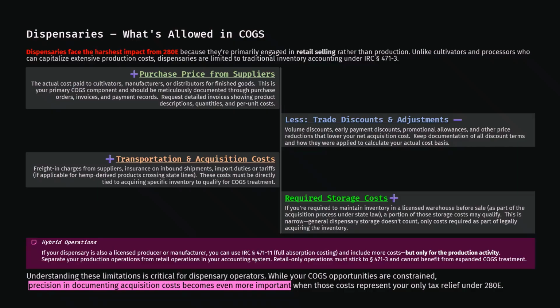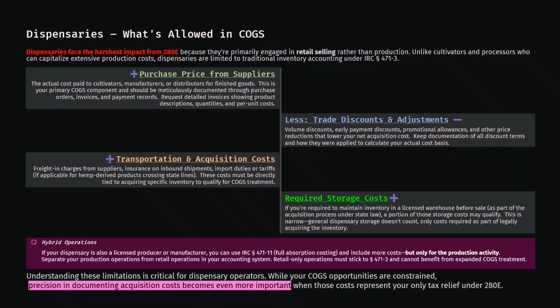Then you've got transportation and acquisition costs. This is where there's a small silver lining. Freight or delivery charges from a vendor to your store are includable in COGS. Also, insurance costs on those shipments are includable in COGS, and even import duties or tariffs in dual license markets are potentially includable in COGS. Then you've got certain storage costs. If you had to store that inventory off-site before it could be legally sold, like in a licensed warehouse, for example, that may be treated as part of acquisition, but it has to be required, not optional.